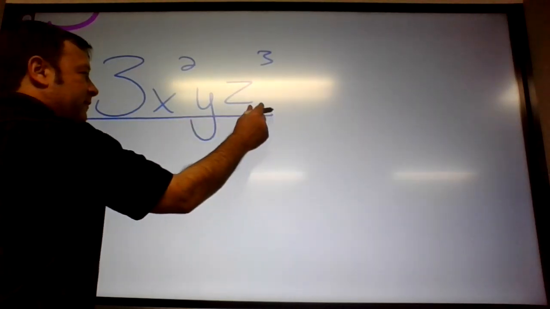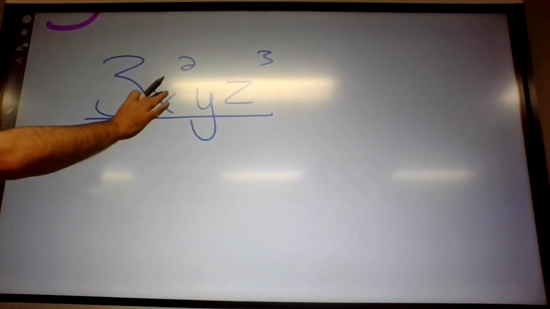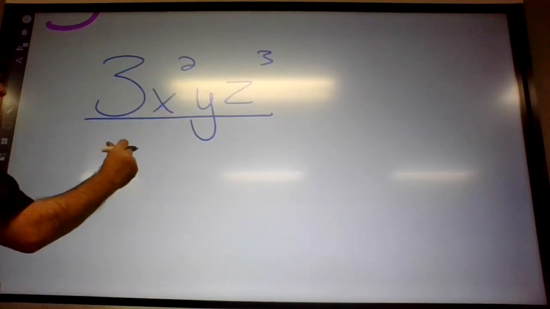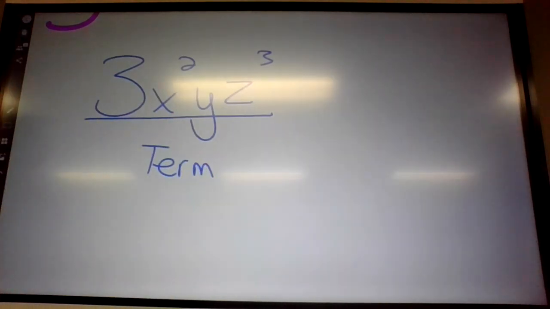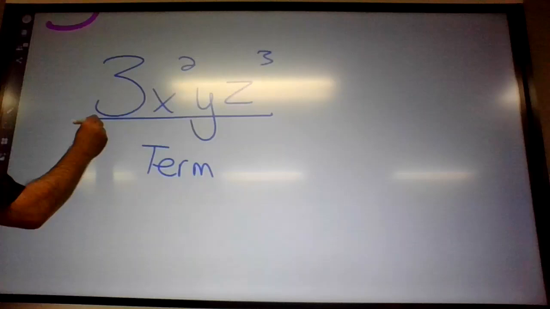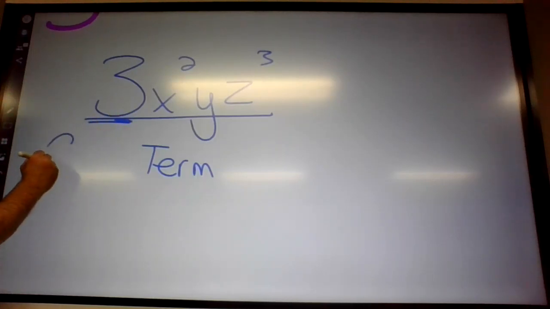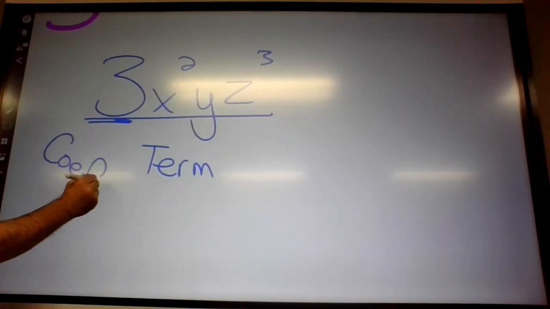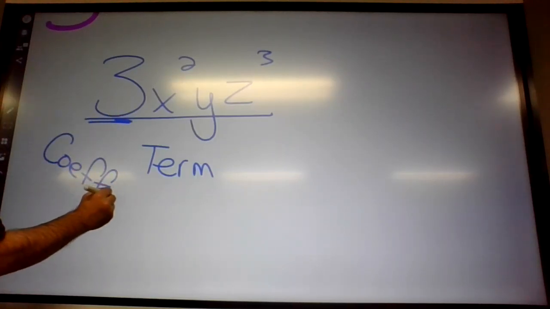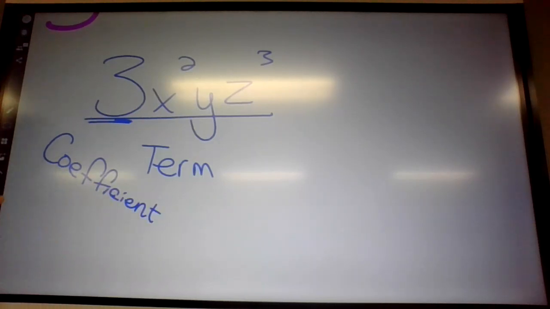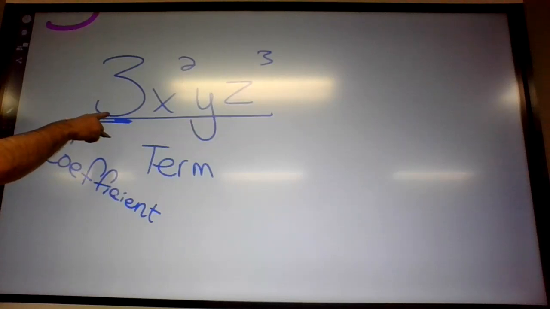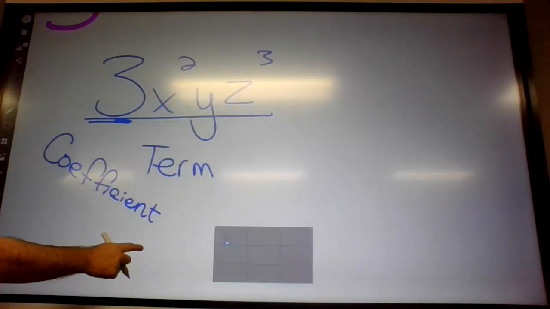When you have a bunch of stuff like this multiplied together, this is called a term. So all of this is one term. The number in front right here, I've used this word probably a couple times. It's called the coefficient. Okay, so 3 is the coefficient for this term.